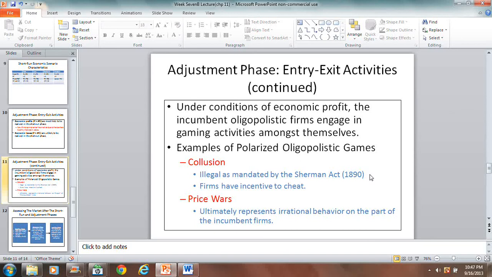So collusion is illegal. Also, collusion has this other property that firms within a collusive arrangement tend to have an incentive to cheat. Collusion means they agree on a certain price, a certain quantity of production. But the firms have different costs. Some firms will be high cost firms, some firms will be low cost firms. As a result, the price that they agree to may not serve them effectively over a longer period of time.